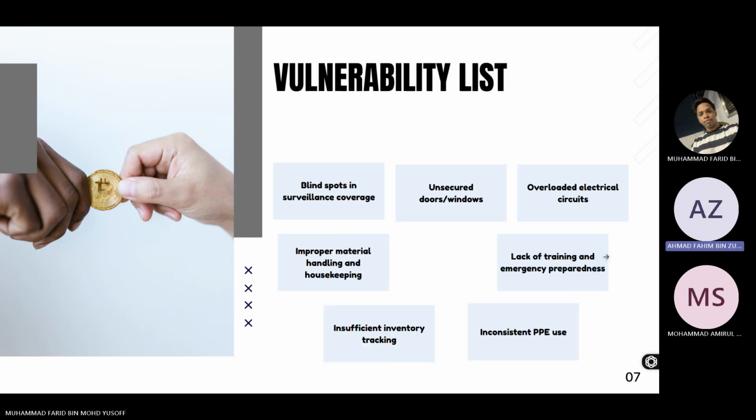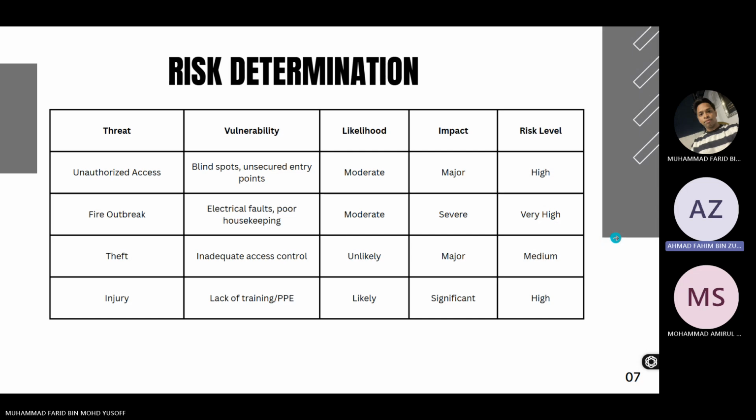We also discovered some vulnerabilities in the company: there is a blind spot in their surveillance coverage. There is also vulnerability in the door and window, which are insecure. There are overloaded electrical circuits, improper material handling and housekeeping, lack of training and emergency preparedness, insufficient inventory tracking, and also inconsistent PPE use.